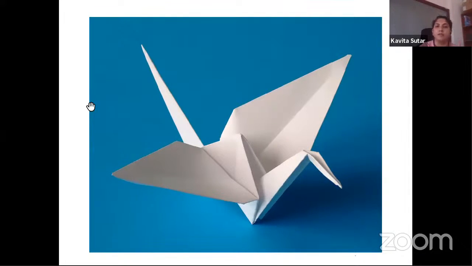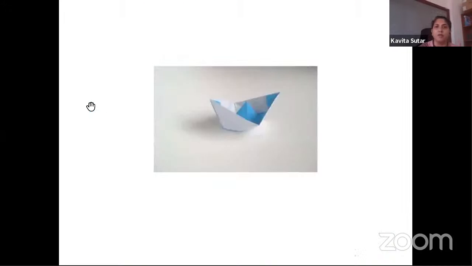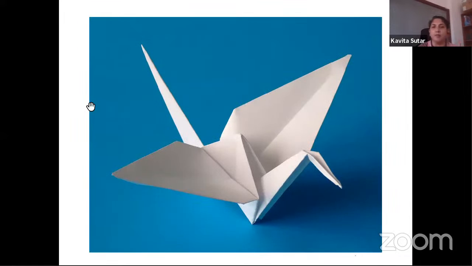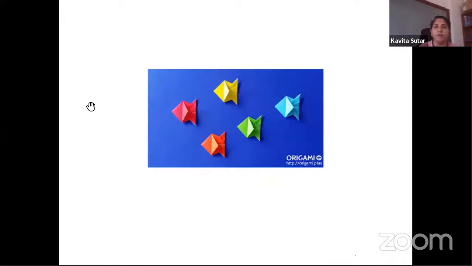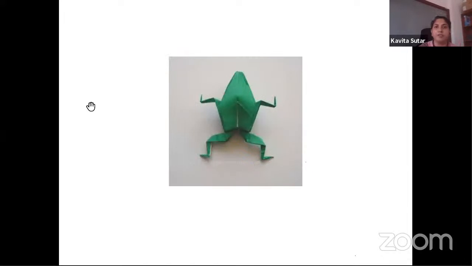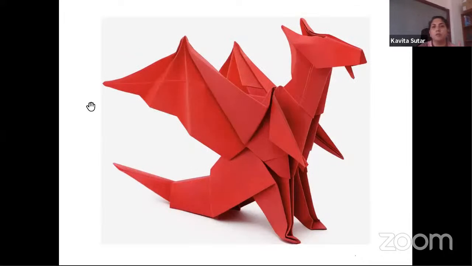So here are some examples that you might all be aware of, or you must have folded sometime in your life. This is a swan, and there are more things we want to see about this swan later. Here's a boat, again something very common. Some fish. Here is a little bit complicated folding procedure. This is a frog, where you see there is one main component and 4 legs. And you can see things can get even more intricate.